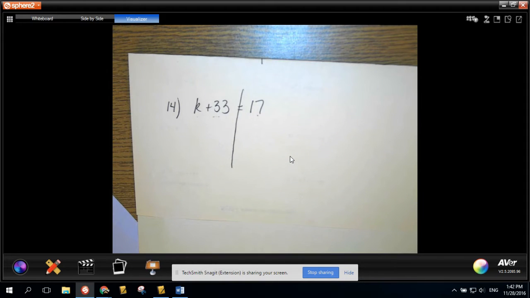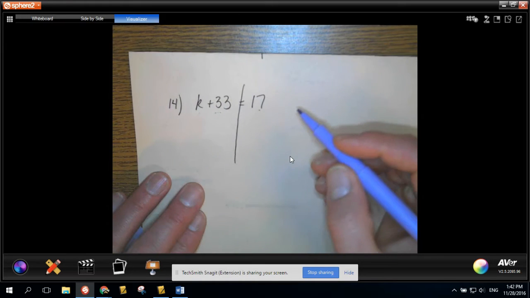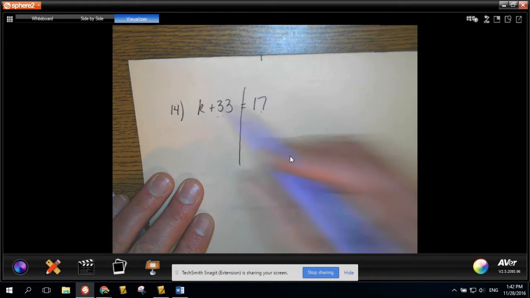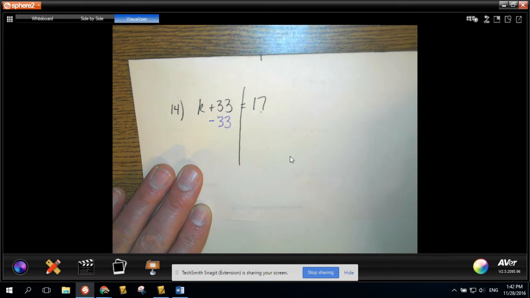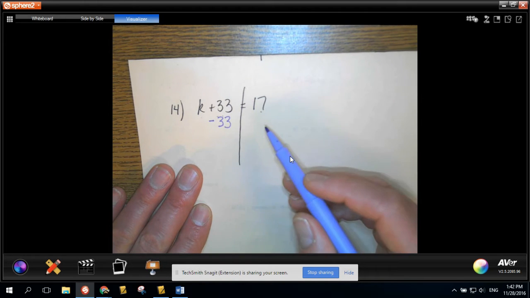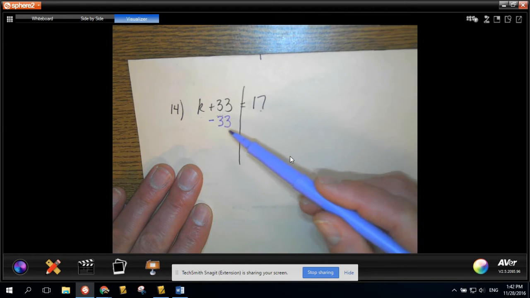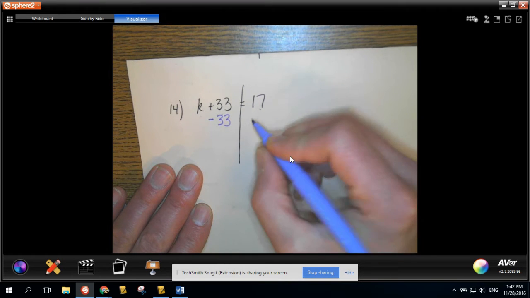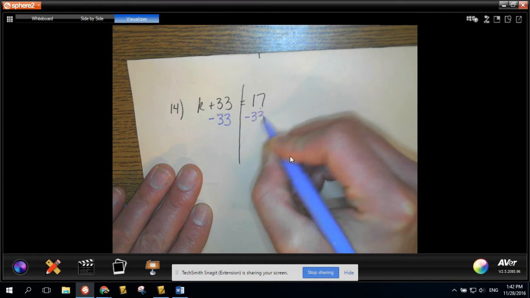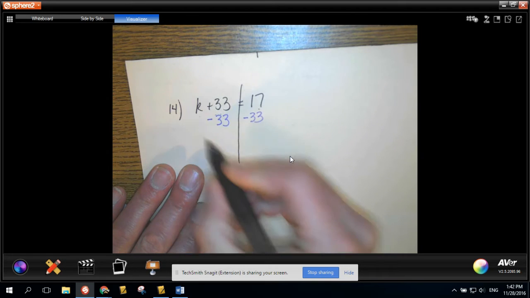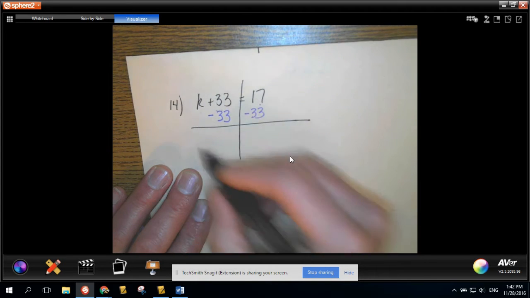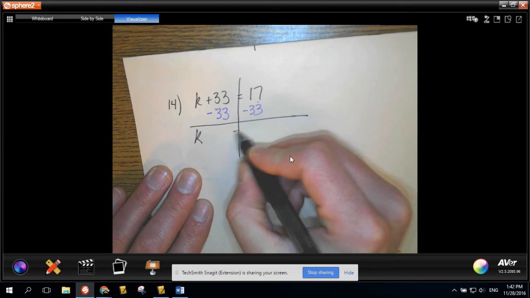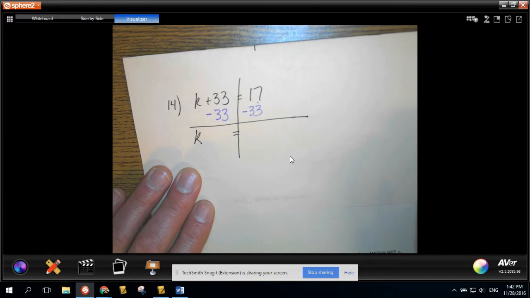We follow our rules that we generated in class today. So to get rid of a plus 33, we're going to subtract 33. And because this is an equation, whatever I do to this side, I have to do the same thing to the other. So I'm going to take 33 away from that side. The plus 33 and minus 33 kind of undo each other, leaving me with just a k on the left.